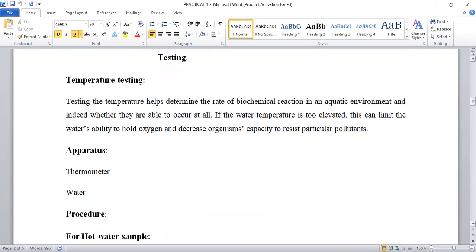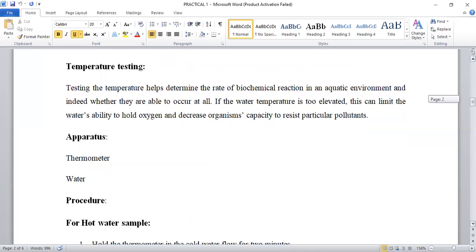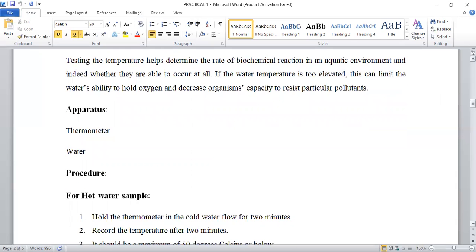And the second reason: if the water temperature is too elevated, this can limit the water's ability to hold oxygen and decrease organism capacity to resist particular pollutants. So for testing temperature, we just need a thermometer, a cold water sample, and a hot water sample.